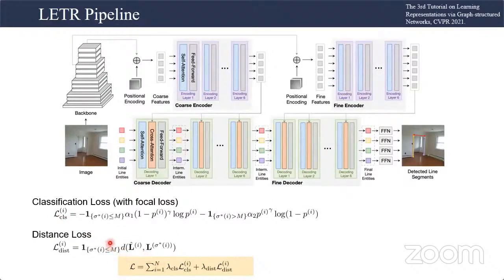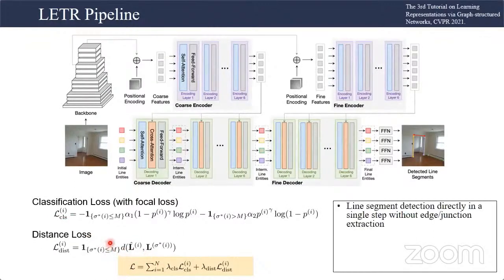So LETR consists of 3 key elements: line segment detection directly in a single step without edge or junction extraction, a transformer-based decoder for set detection, and the coarse-to-fine multi-scale design.